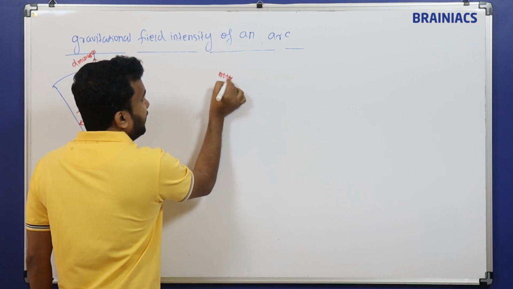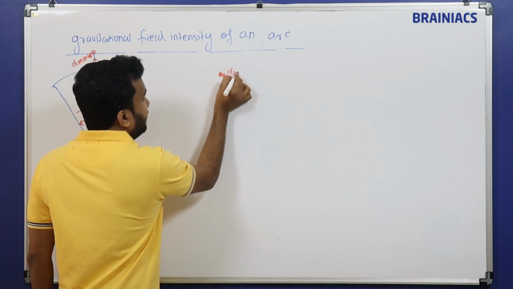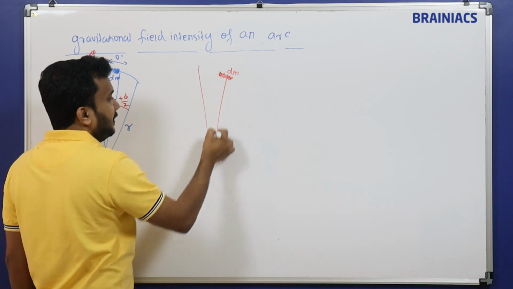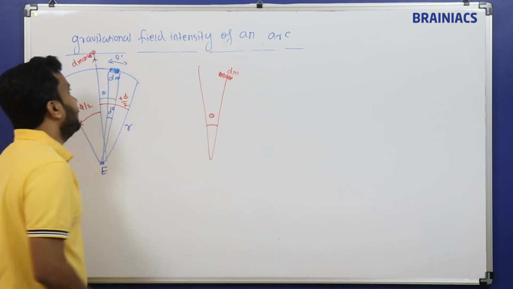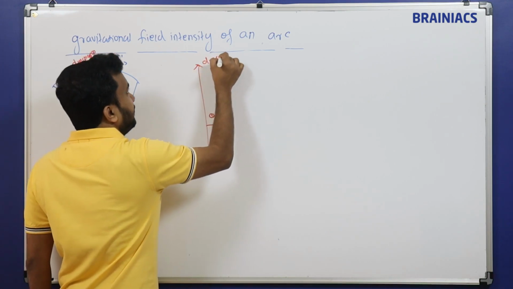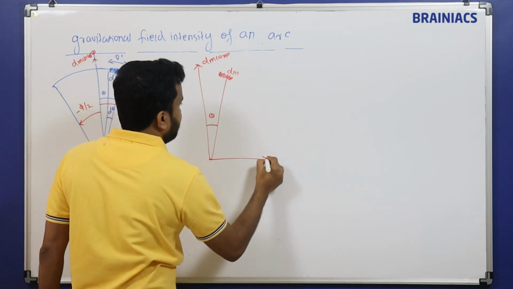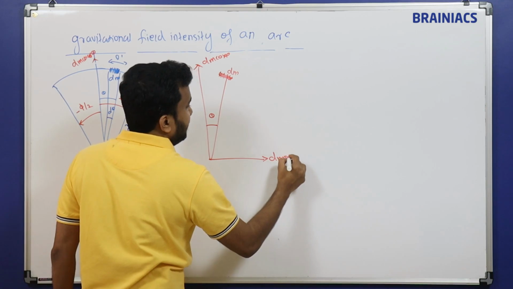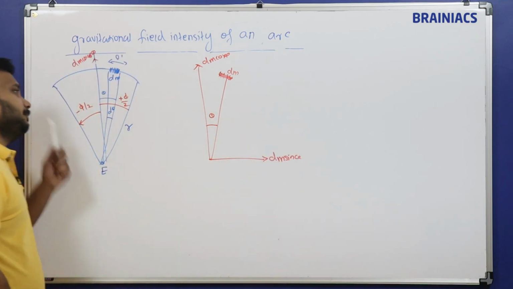So this is a dm mass. This is called dm. So we have a center line, and this makes an angle called theta like this. So this component becomes dm cos theta, and this one will be dm sin theta. dm is split into two components.